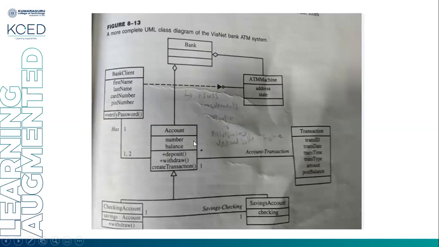The account has the attributes number and balance. The operations are deposit, withdraw, and create transaction. The account and transaction have an account-transaction relationship. The transaction contains the attributes transaction ID, date, transaction time, type, amount, and post balance. The account class has two subclasses: checking account and saving account. The account class has number and balance, as well as the methods deposit, withdraw, and create transaction. The checking account contains the attribute saving, of type account, and withdraw is a method. The saving account contains the attribute checking, and no method.